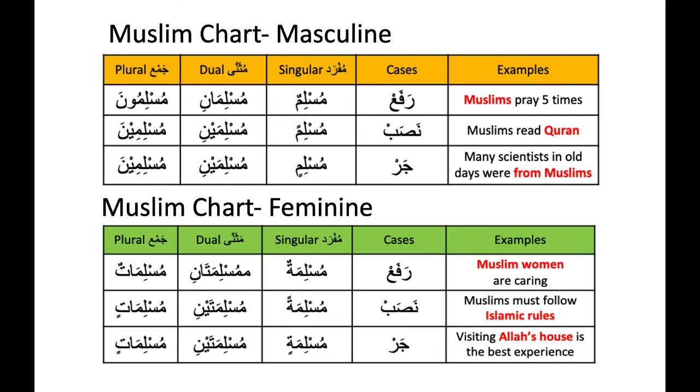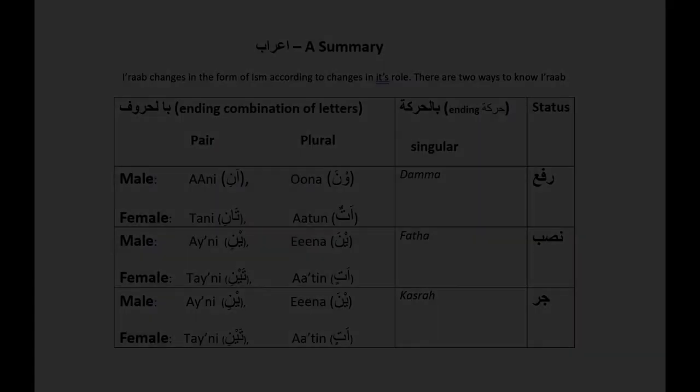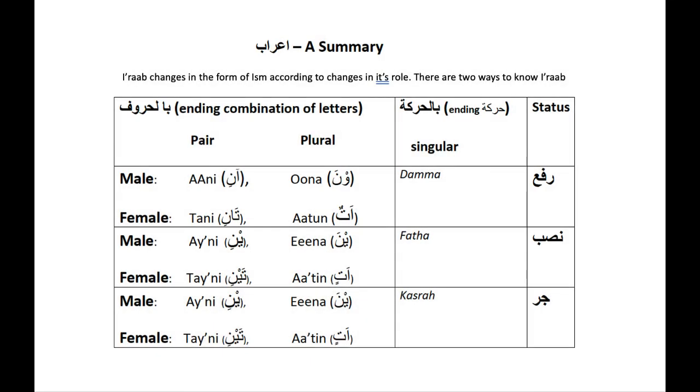Take another example from the feminine chart, dual column. At number 2, we have muslimataini. Focus on the tiny combination at the end of it. Whenever you have an ism ending with tiny combination, it will tell us that this feminine ism is in nasab status and 2 in number. Likewise, look at all of the isms in pair and plural columns of both masculine and feminine, and you will find this combination of letters towards the end of each ism producing a unique sound to tell you the status of that ism.